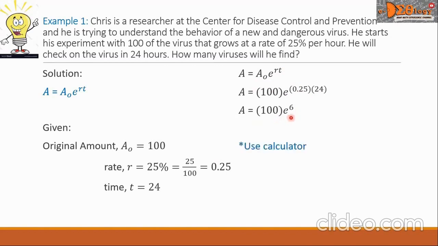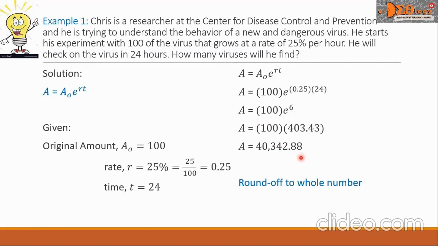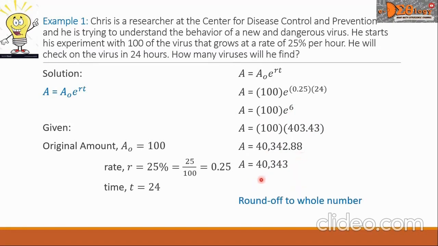We will use our calculator to simplify this E raised to 6, and we will get this 403.43. Then times 100, we will get the answer 40,342.88. Let us round this off to whole number, so we have 40,343. And this is our final answer.